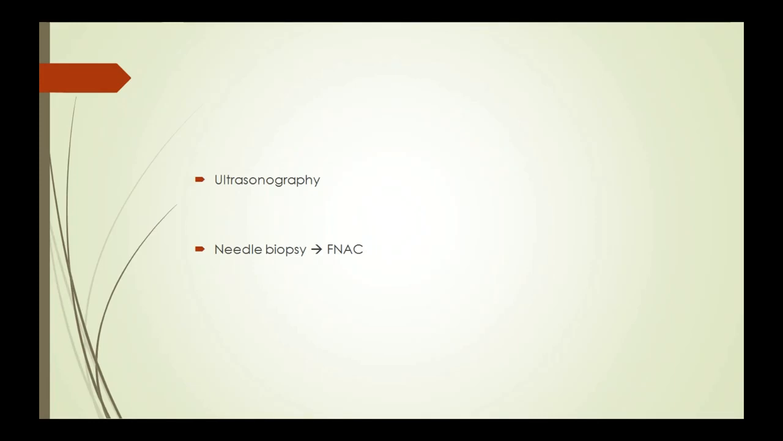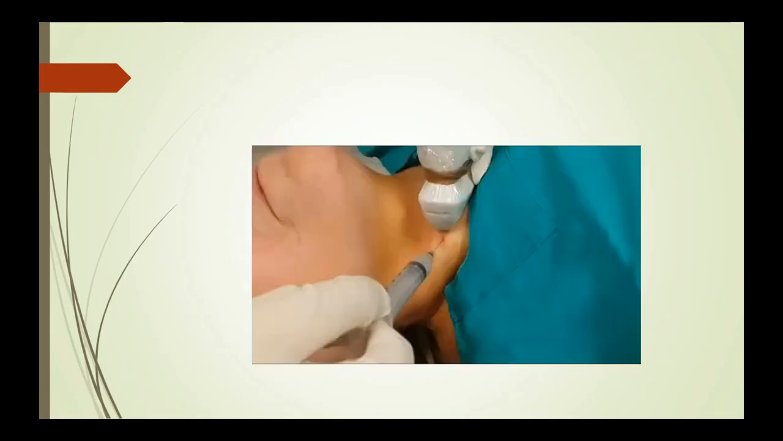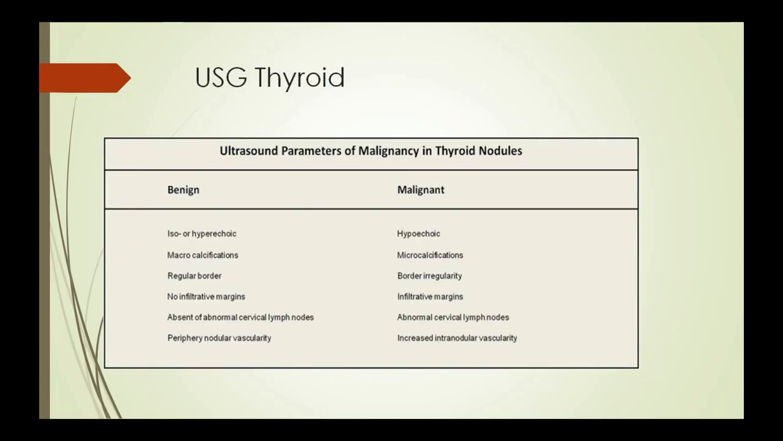The next investigation, usually this is the order which we go in. First you do the blood investigations, then ultrasonography and needle biopsy. You need to do the blood investigations before needle biopsy. Even if you get a clinically suspicious nodule, this is the format in which you should do the investigation. First the blood investigations, then ultrasonography. One second, I'll show you the ultrasonographic features.